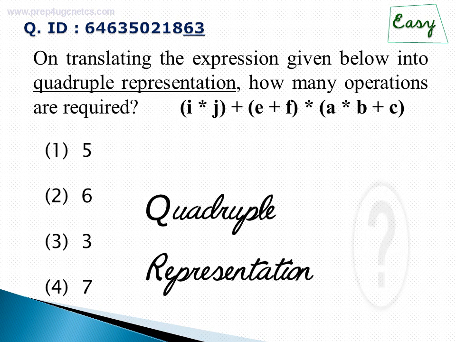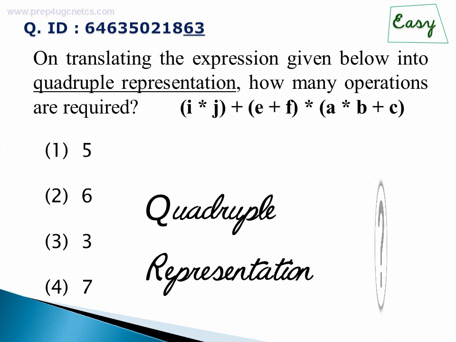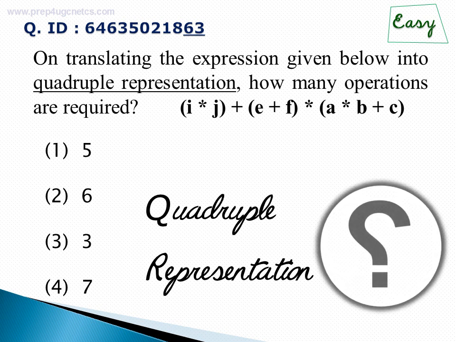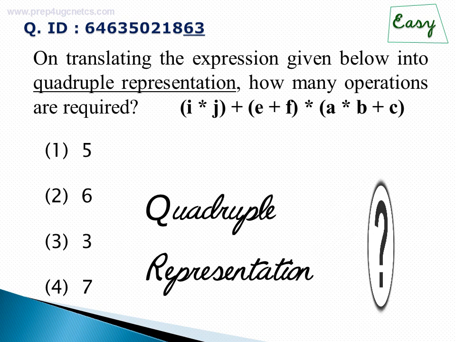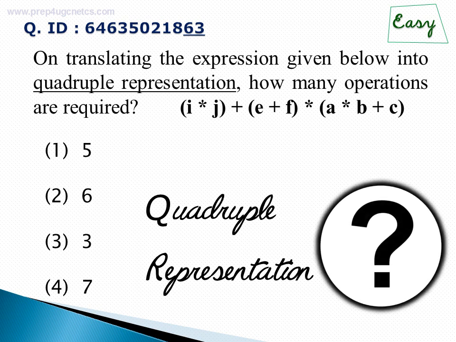We need to know what quadruple representation is. It is a type of three address code representation. Three address code is a type of intermediate code which is easy to create and can be easily converted to machine code. The compiler chooses the order of operation given by the three address codes.